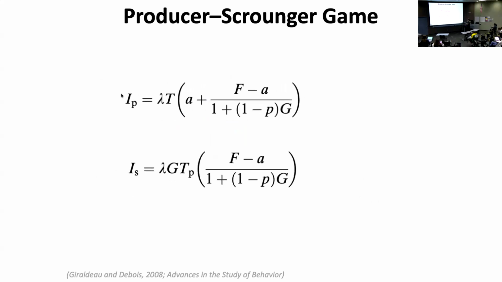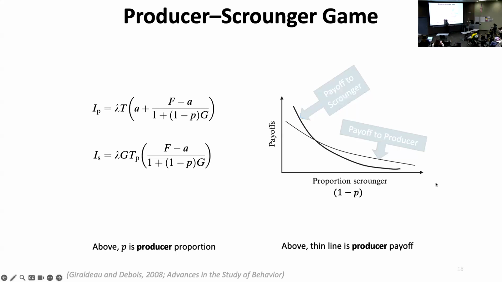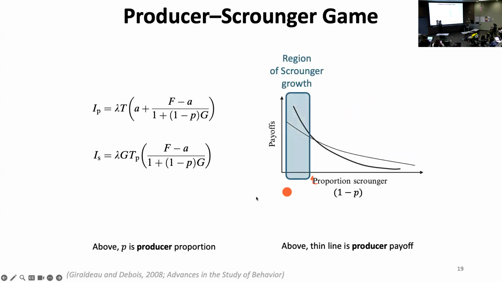Okay, so I can take those things and plot them. I can plot the payoff to the scrounger, that's this thing here, and I can then plot the payoff to the producer, that's this light colored one here. And just to make things hard, I'm going to do proportion scrounger instead of proportion producer. That's why it's 1 minus P on this axis here. And what this shows me is that if there are no scroungers, then the only way to find food is to become a producer. So there will then be a benefit to start turning your head down and looking for food.